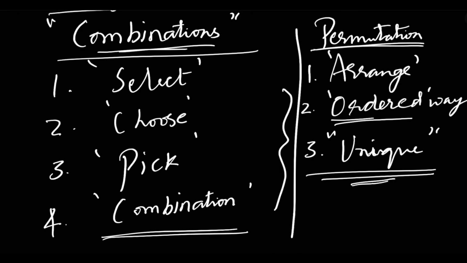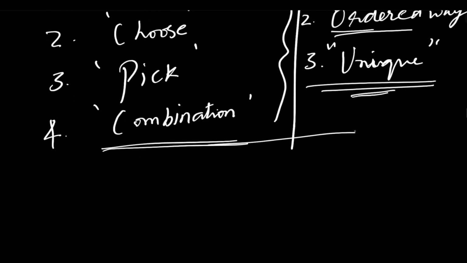Let us say there are no keywords at all, none of the keywords I have told you here. Then we can think based on common sense. For example, wherever members or players are involved, common sense says that the order doesn't matter. In such cases, it is sure that it's a combination problem, so you can directly go for the formula of combination.